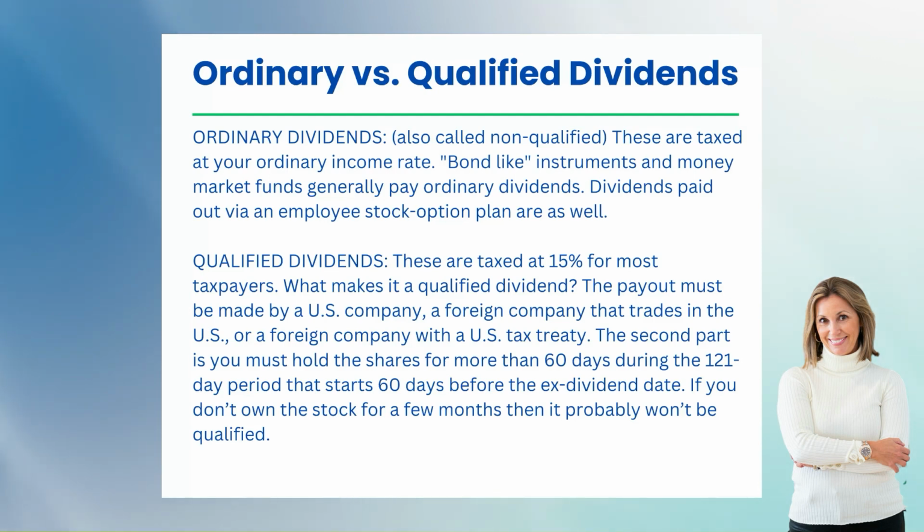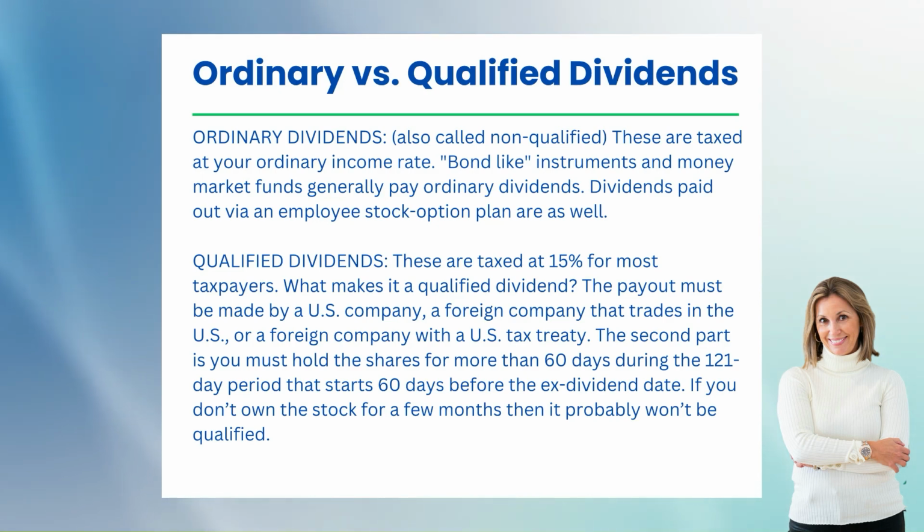Qualified dividends are the type of dividends you're probably the most familiar with. And the good news is that these are taxed at 15% for most taxpayers. If you're an extremely low earner, they can be 0%. If you're an extremely high earner, it can be a much higher rate. But for the general public, basically, the tax rate on these qualified dividends is going to be that 15% amount.